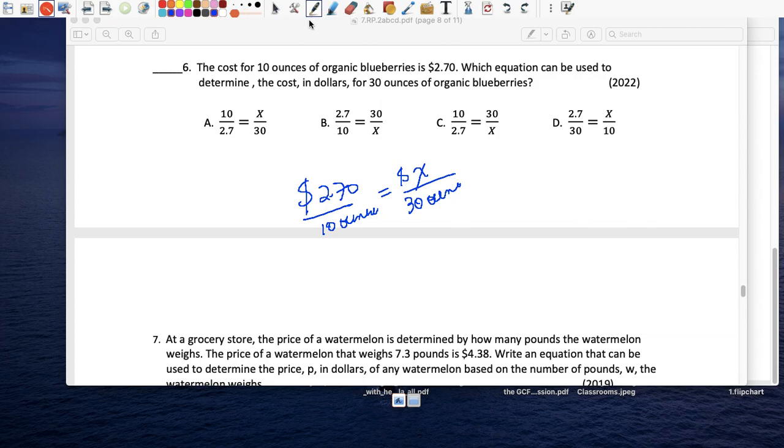Am I seeing something wrong here? 2.7, the ratio of 2.7 to 10, right? So this one should be x over, no, that's not it. 2.7 over 10, and B is not it either. C, 2.7 over 10, and x over 30. So this one, it's this one, but upside down, I guess, if you want to think about it that way.